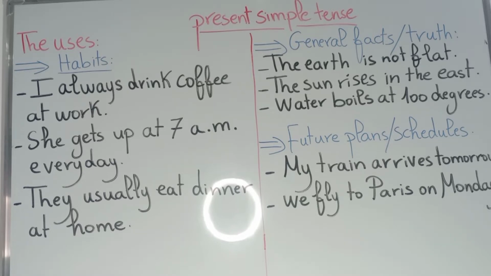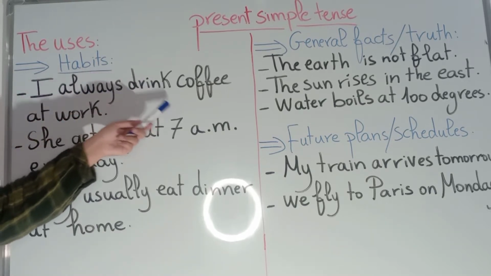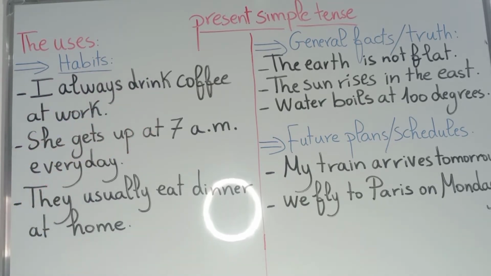First thing first, we use it with habits. What is habits? Habits is something that you're used to do every single day and you don't change it. Something that you're used to it. Let me give you an example. I always drink coffee at work. It means that you are used to drink coffee at work. So this is a habit that you can't change. This is an addiction actually, because you're used to drink coffee at work.